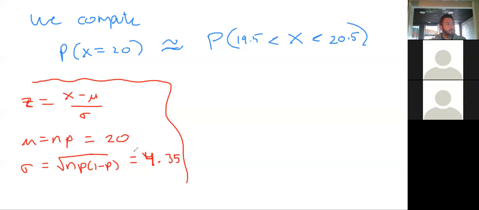So, once again, we have to do this background work. Does anybody have any questions about this?